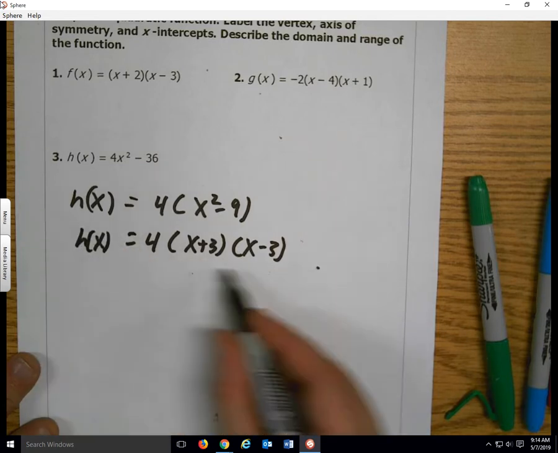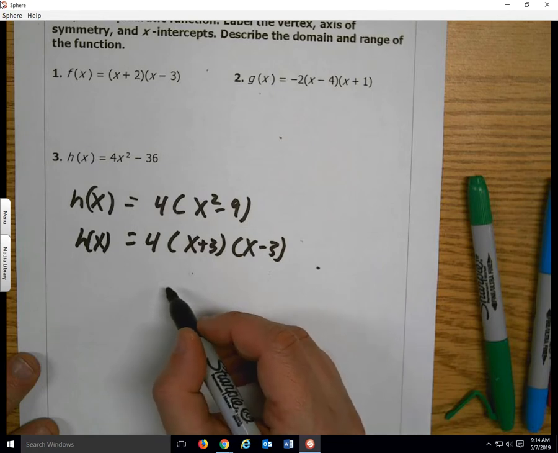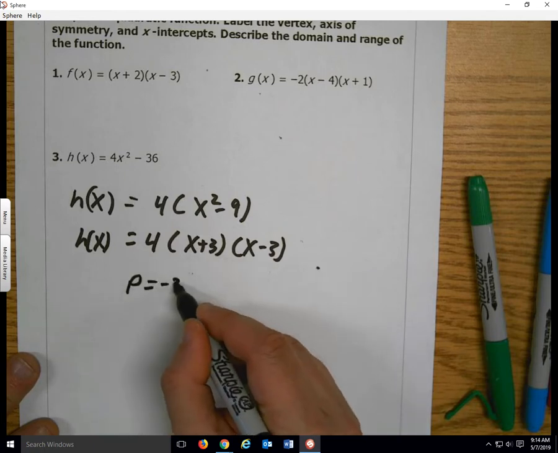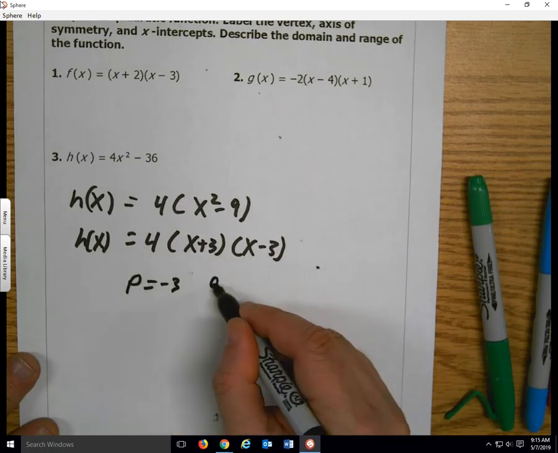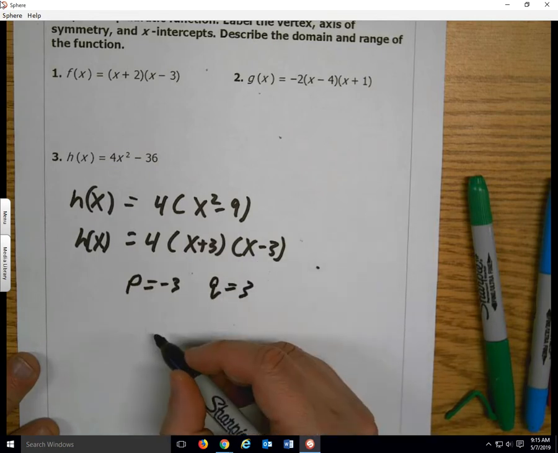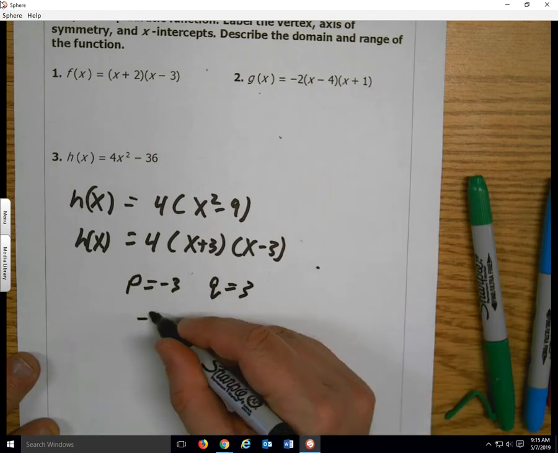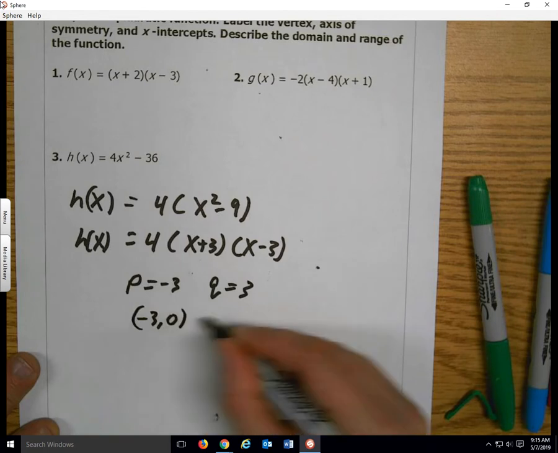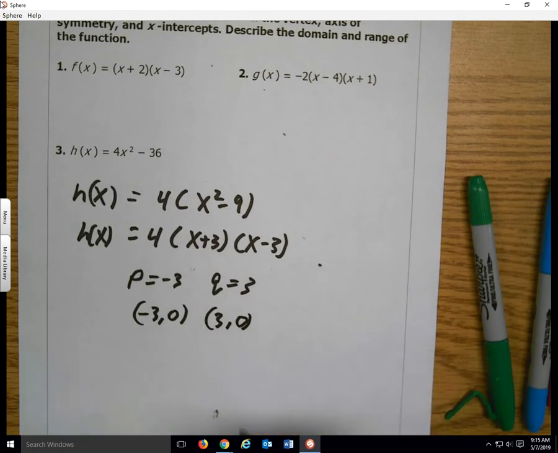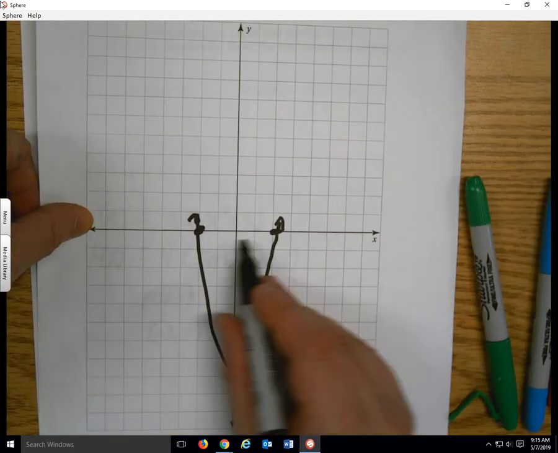And then we set all of these equal to 0, and so then do the x-intercepts, so that we'd have p, remember, just do the opposite of this, equals negative 3. Q, do the opposite of this, equals a positive 3. So we have the intercepts: negative 3 comma 0, 3 comma 0. The intercepts are going to be that point on the x-axis where the parabola hits it.